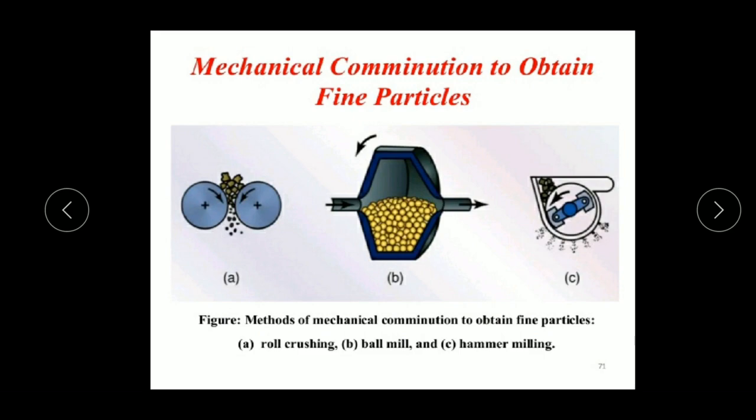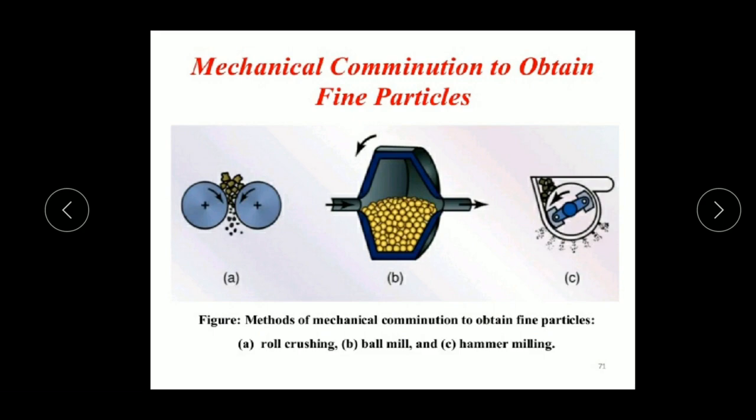So dear students, the image indicates how to obtain fine powder particles from a mechanical comminution method. As you can see in the image, A indicates roll crushing, B indicates ball mill, and C is hammer milling. Fine particle powders are formed by crushing the raw materials.